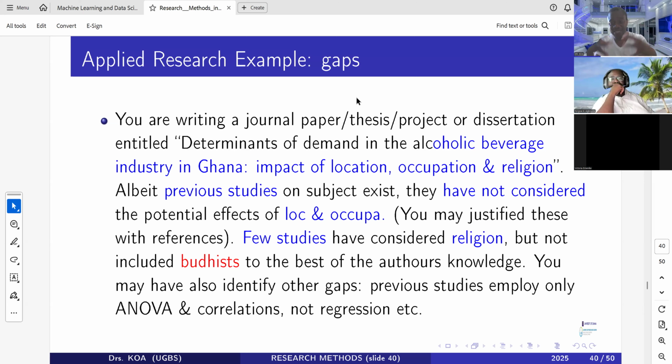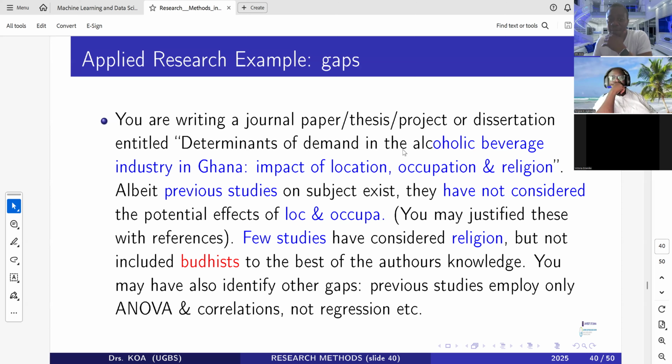Suppose you want to write a thesis, a project, a consult, an executive summary, anything. You are writing a journal paper, dissertation, project, anything. And let's assume that the title of this thesis is The Determinants of Demand in the Alcoholic Beverage Industry in Ghana. And you've added, because you have seen a lot of papers talk about determinants of demand, but you want to look at the specific impact of location, occupation, and religion.